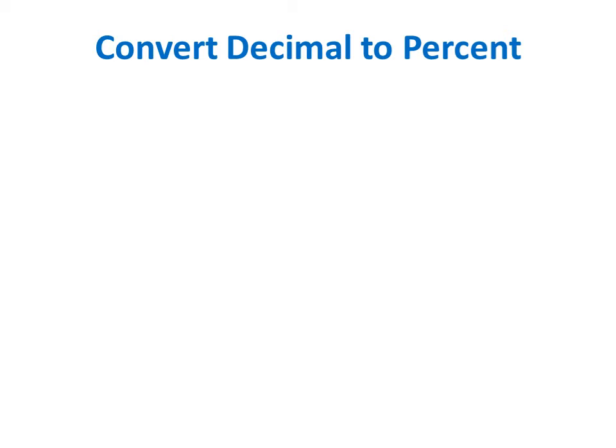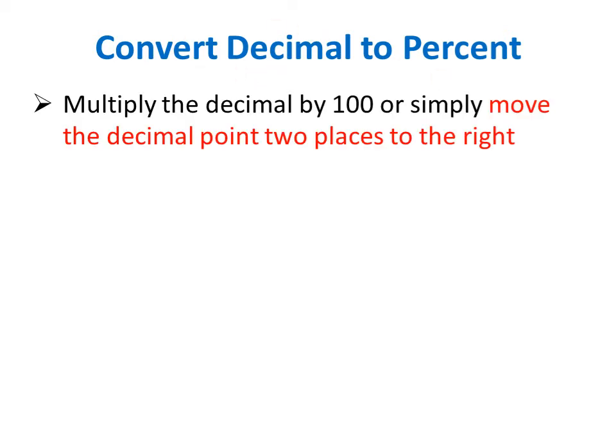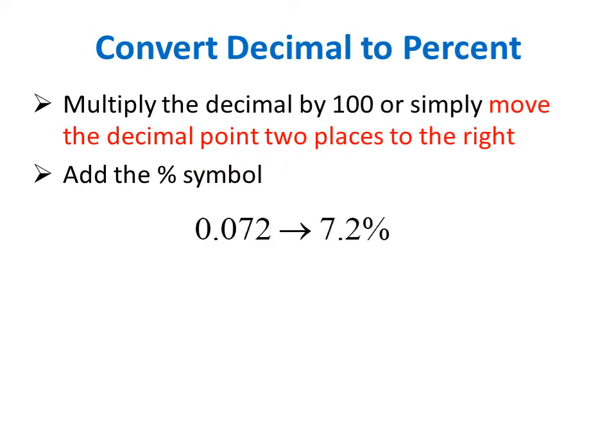Now, how do we convert decimal to percent? We have to multiply the decimal by 100 or simply move the decimal point 2 places to the right. And then we have to add the percent symbol because we have to convert the decimal into a percent. Let's consider some examples. Let's say we are given the decimal 0.072. To convert this into a percent, we move the decimal point 2 places to the right, so that we get 7.2, and then we add the percent symbol.